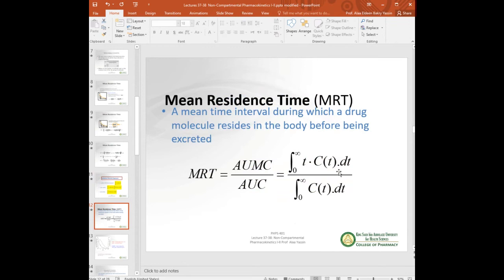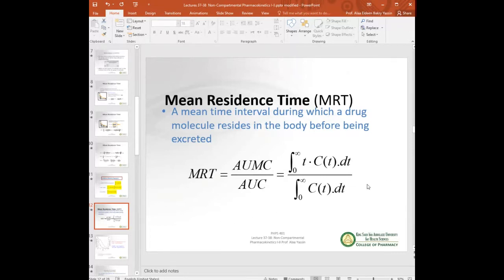As you see it again, this is the summary of this. So when you take this out, you have the average time, the mean residence time, which is this. By dividing this by this, you get the average time, the total time the particles stayed inside the body, the mean time for them.